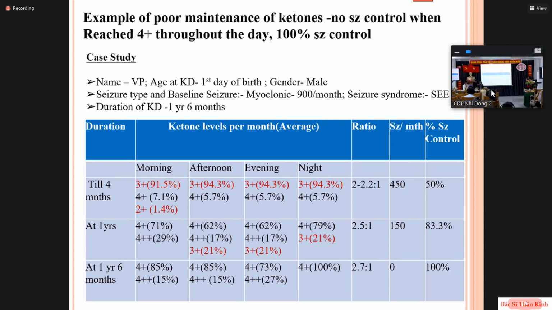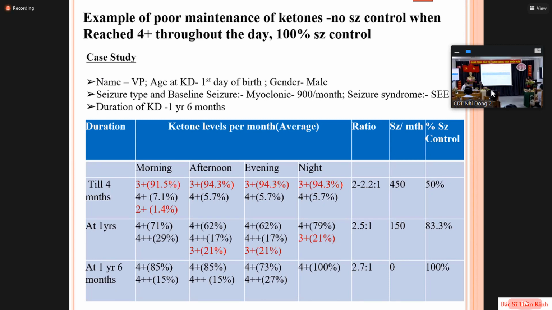You can see that when the patient was on the ketogenic diet till 4 months, the ketones were not that good. They were dropping to 3+ and 2+, and very rarely were being maintained at 4+. The patient was on a keto ratio of 2 to 2.2:1.